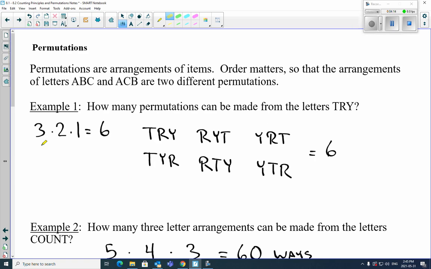So it's the arrangement of items, and order matters, right? So the arrangements of letters ABC and ACB are different. That's what a permutation is. The order matters. We'll get to something where order doesn't matter, and that's a combination, but that's coming later.